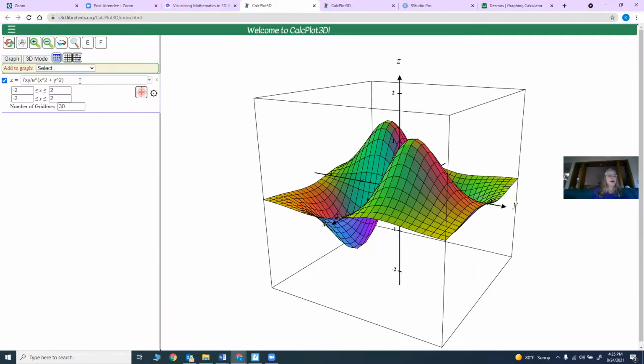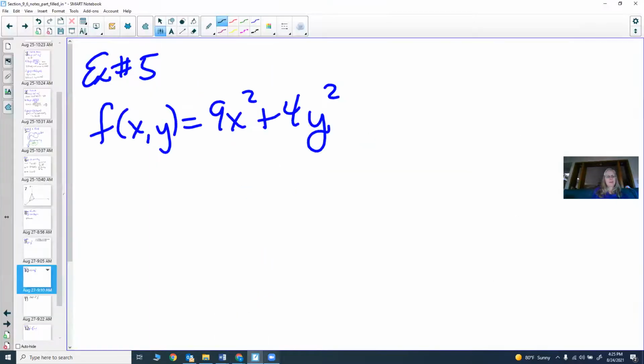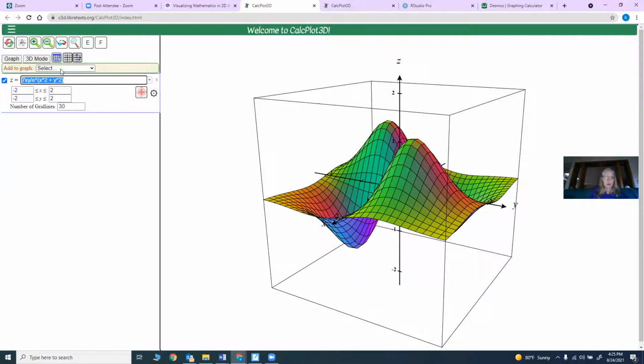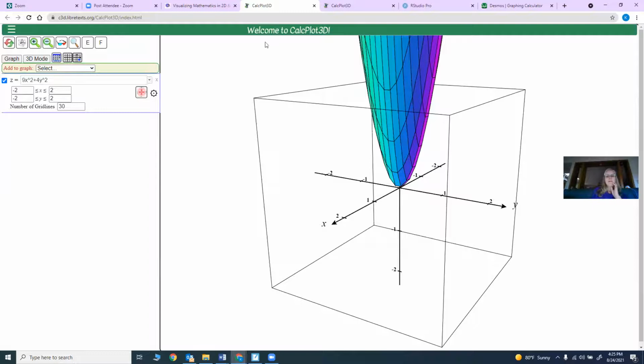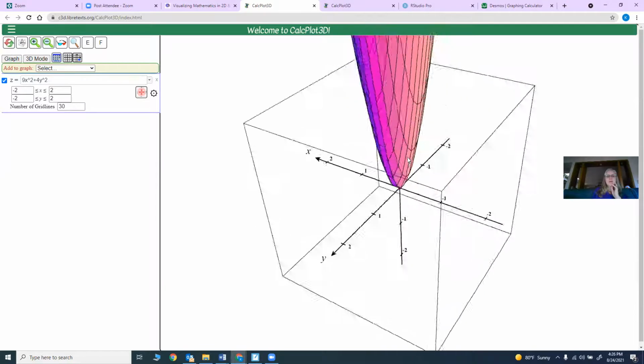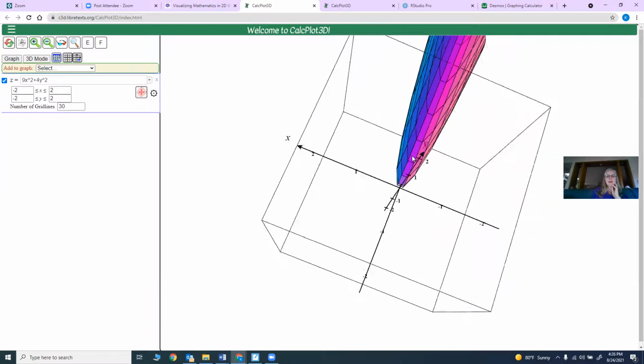Okay, there it goes. And then I'll just change this now to the function I want to plot, which, if you remember, was 9x squared plus 4y squared. So we're going to type in 9x squared plus 4y squared. And there's what the plot looks like. And again, you can look at this and you can see that it kind of looks like a little bit of a bowl.